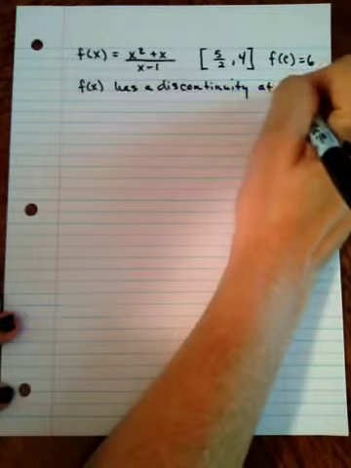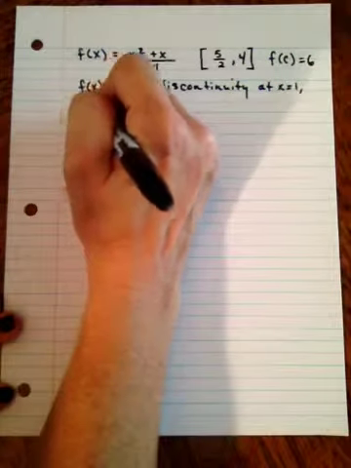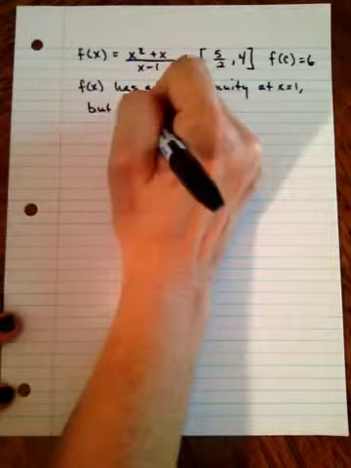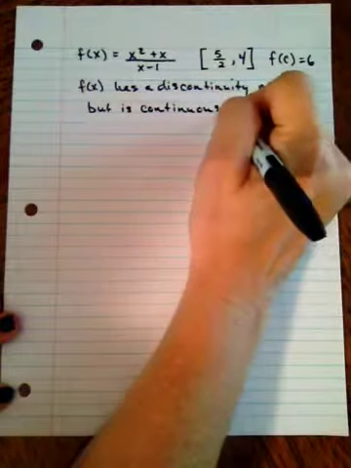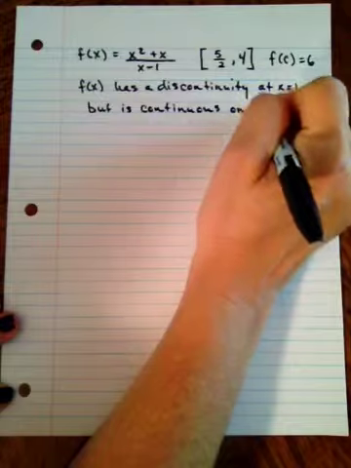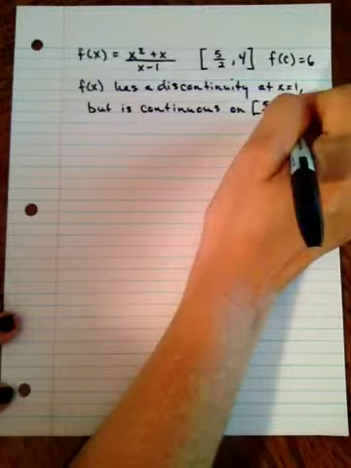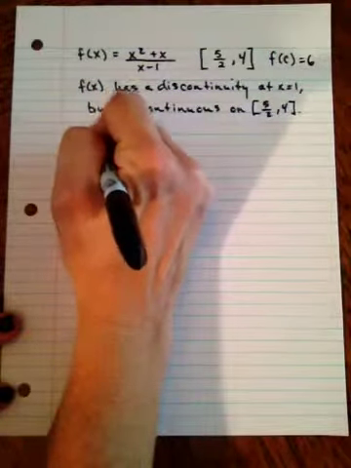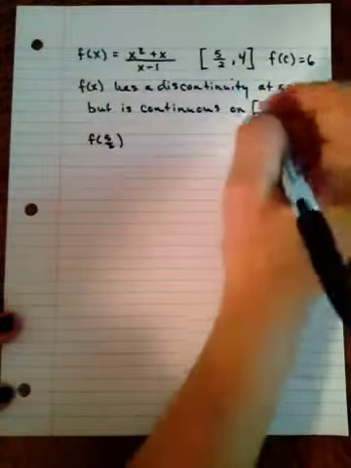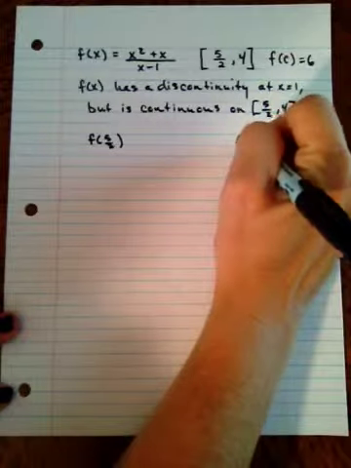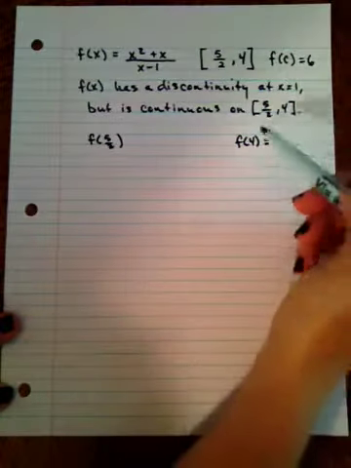at x equals 1, but is continuous on 5/2 to 4. The next thing I'm going to do is actually figure out what my f of a and f of b are. So I'm going to find f of 5/2, and then I'm going to find f of 4. And f of 4 is going to be a little bit easier, so I'll do that right now.